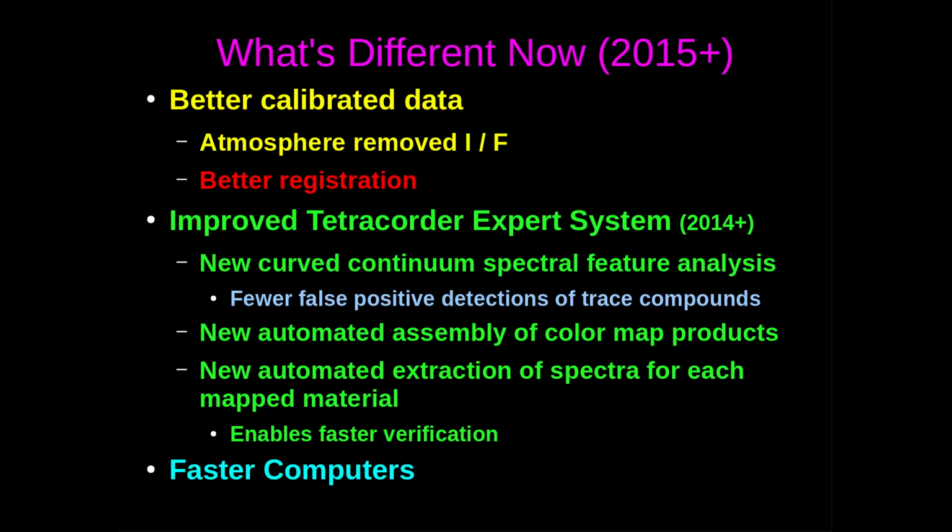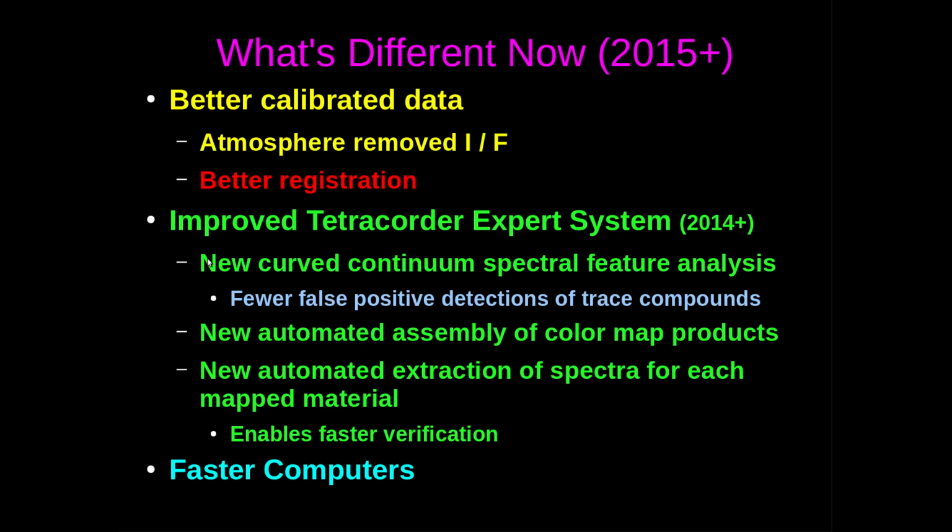I've discussed a lot of this so far. We have better calibrated data. We have to always be on our toes that the calibration is good. We have better atmospheric removals. We have better registration, so we can produce maps easier. We have improved expert system.